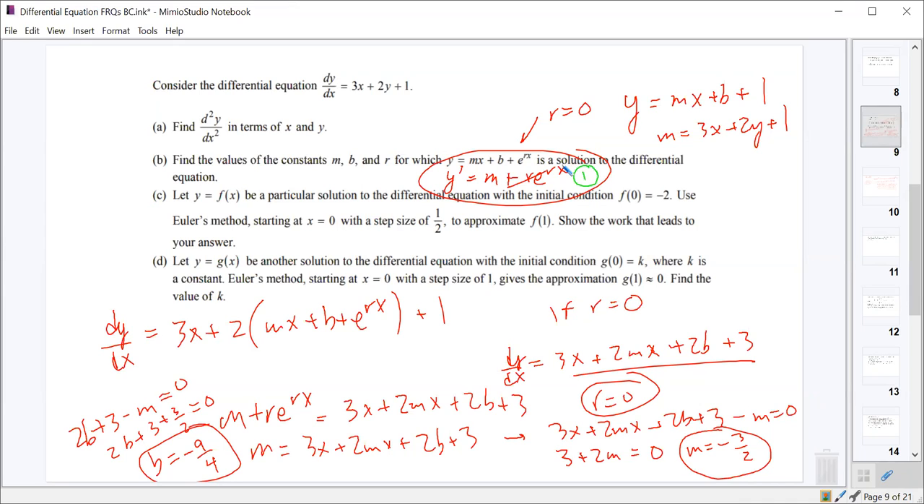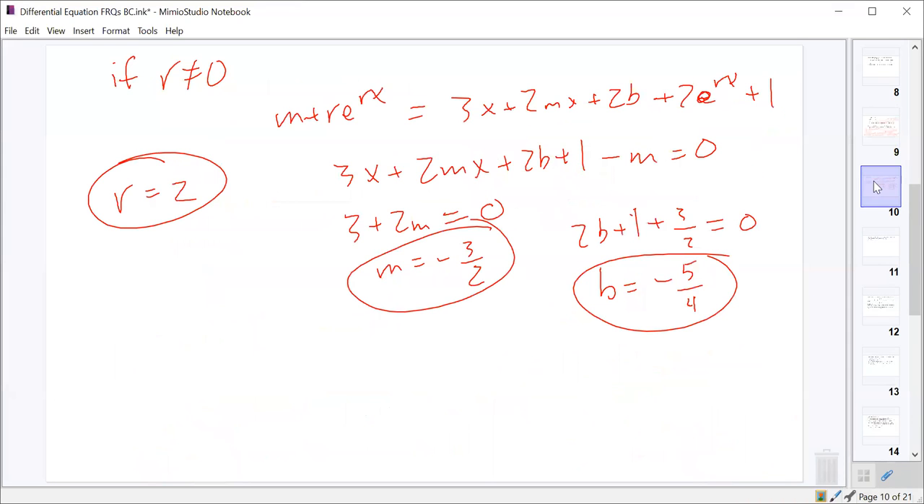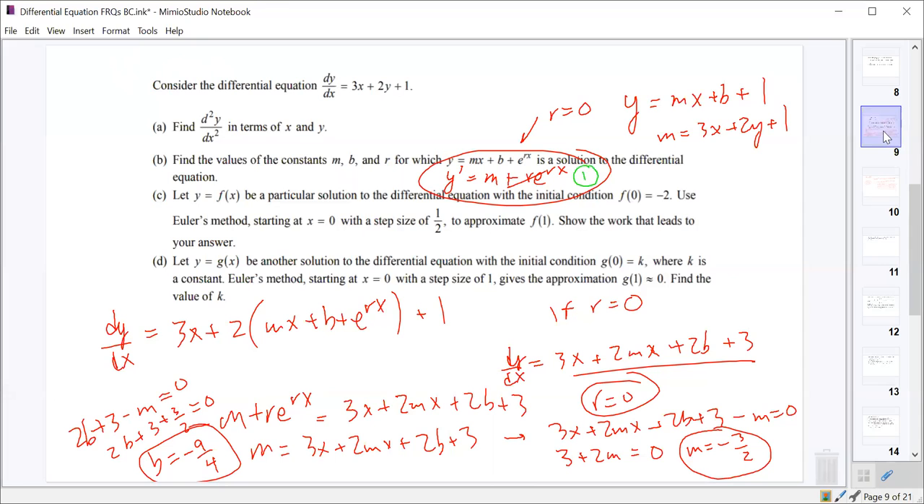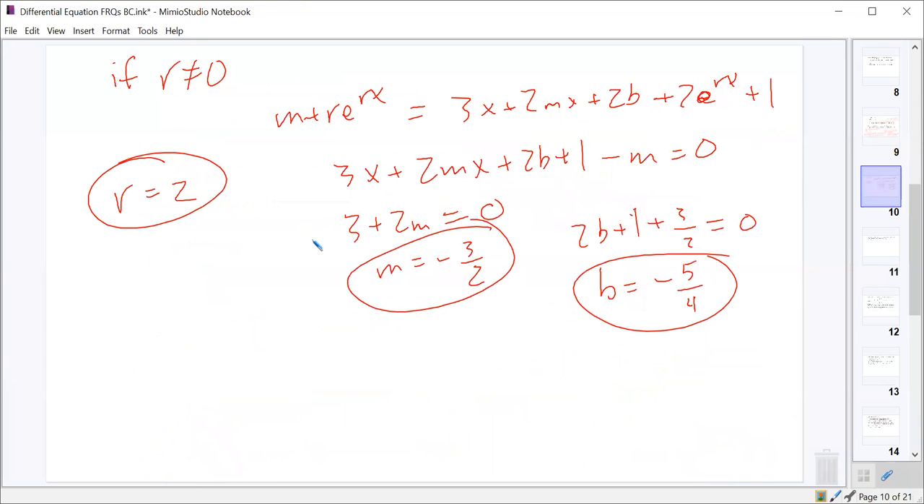Let's see here. Oh, the thing I pulled up has student work. Yeah, it looks like they gave full points to somebody that only found one set of the 3 solutions. So you could have got either 0, -3/2, and -9/4, or you could have got 2, -3/2, and -5/4, and either one would have been good.